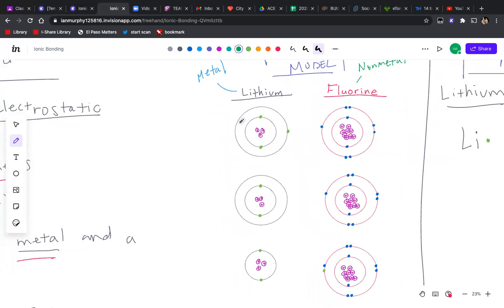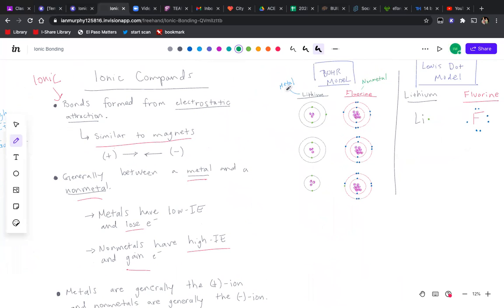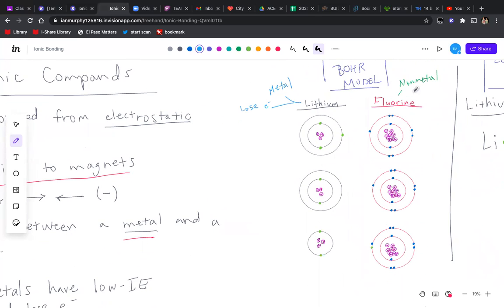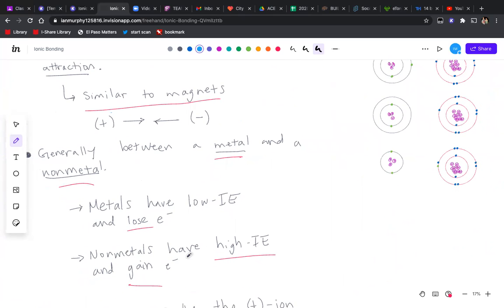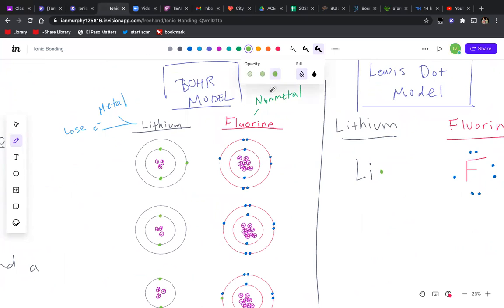Well, if there's anything we learned just now, it's that metals tend to lose electrons because of their low ionization energy, right? So lithium, being a metal, is more than likely going to lose an electron. And on the other hand, fluorine, being a non-metal and having a high ionization energy, is likely going to gain an electron, right? So we're going to go ahead and write that in here. It's going to gain an electron, okay?